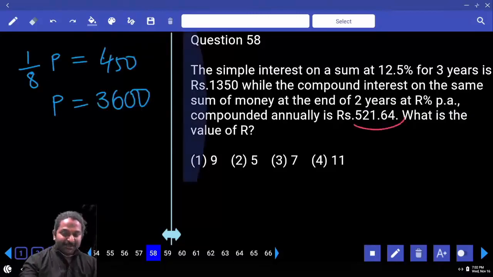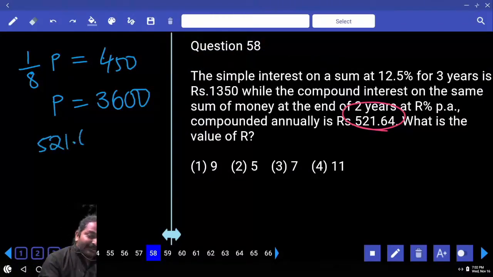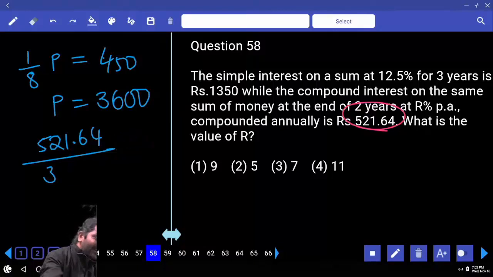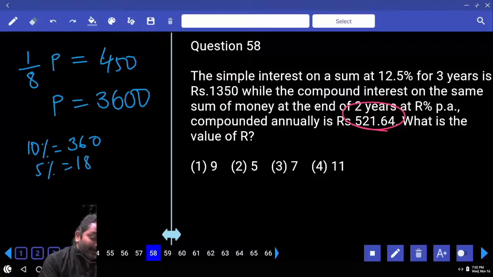How much is interest obtained here, which is compound interest for 2 years? Yes. Let me identify 521.64 as a percentage with respect to 3,600. Okay. I don't use this step. In fact, I'll write the numbers and then try to calculate. Finally, we need to get 521, right? What is 10%? 360. What is 5%? What is 15%?